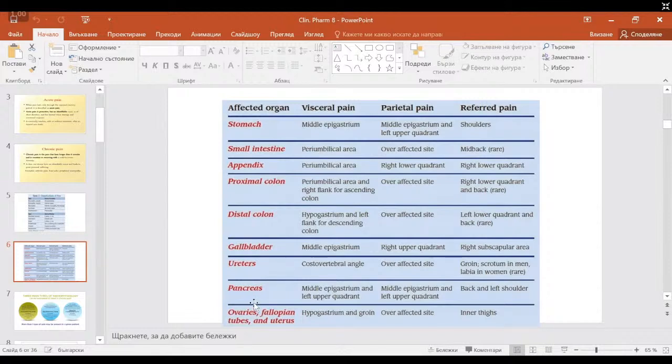They also have different syndromes, first described by the man who actually gave his or her name to these syndromes. For example, the pancreas can have a referred pain in the back or the left shoulder, and the gallbladder in the right subscapular area. So these are all examples of referred pain.